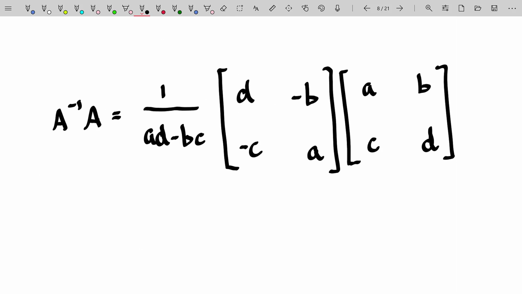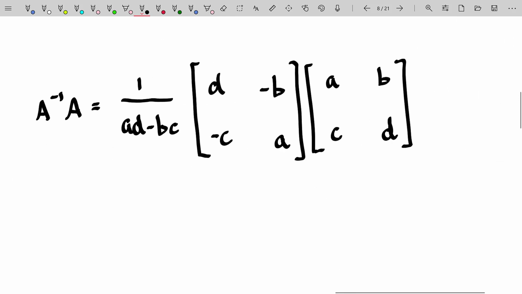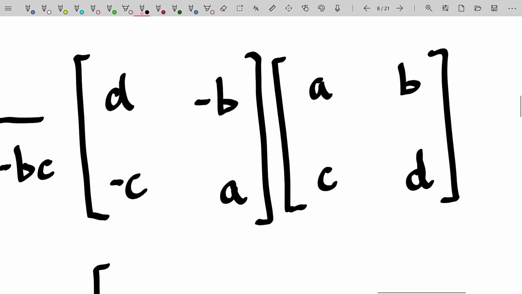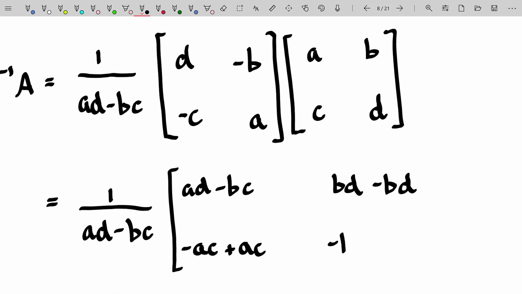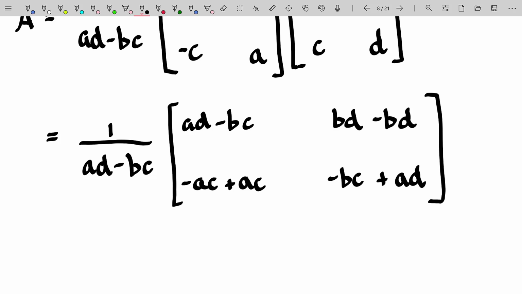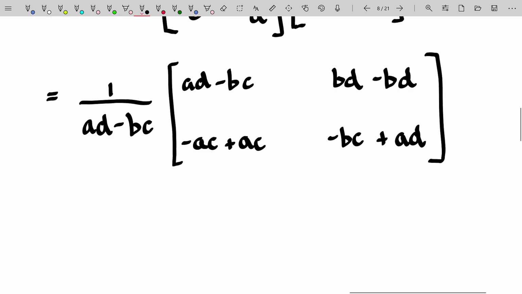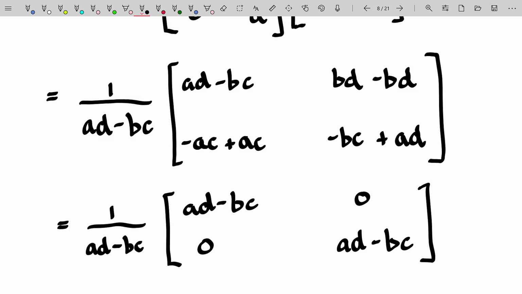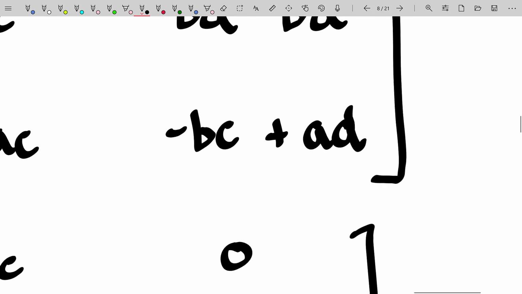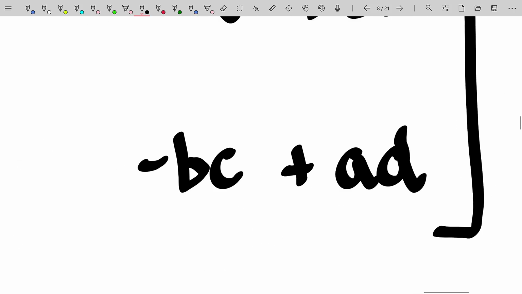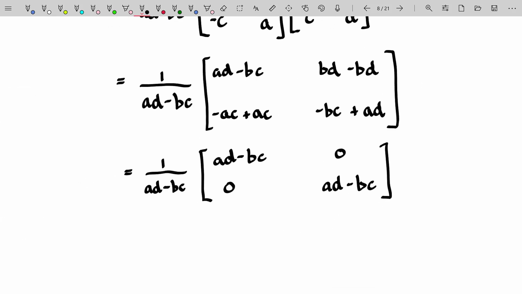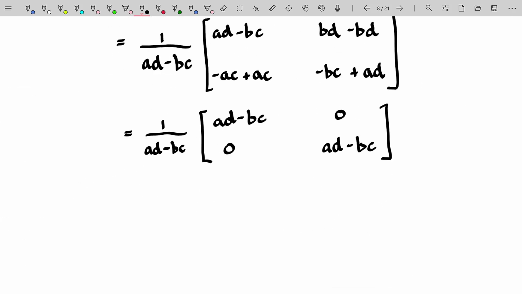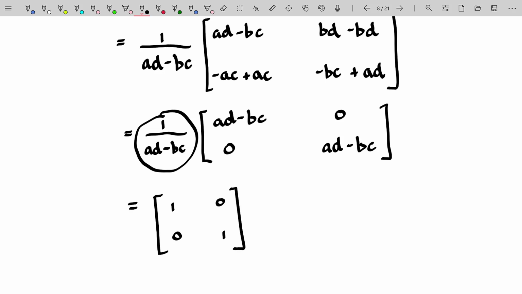This time I don't have to actually factor the scalar out front because it's done for me. Performing the matrix multiplication, cleaning up that BD minus BD and the negative AC plus AC. And I used a property of arithmetic there by just commuting this addition, so writing AD minus BC instead of negative BC plus AD. And now I'll go ahead and multiply each entry within this matrix by 1 over AD minus BC. When you do that, you again get the 2 by 2 identity matrix.